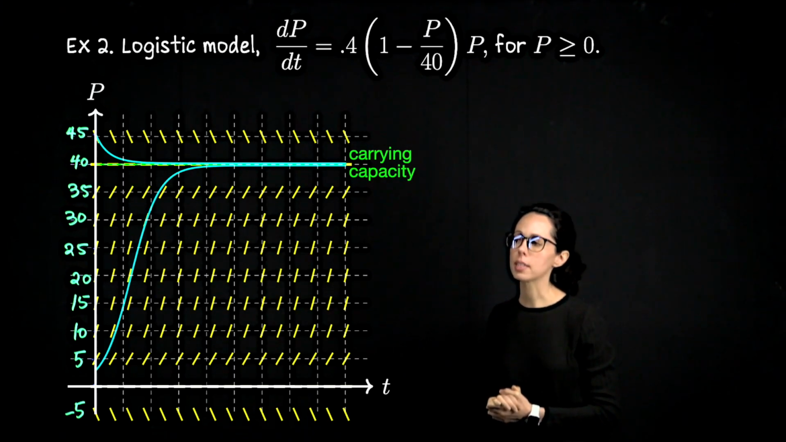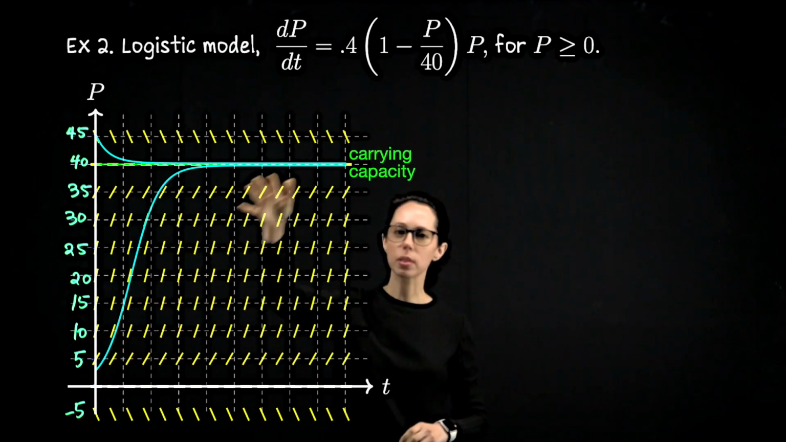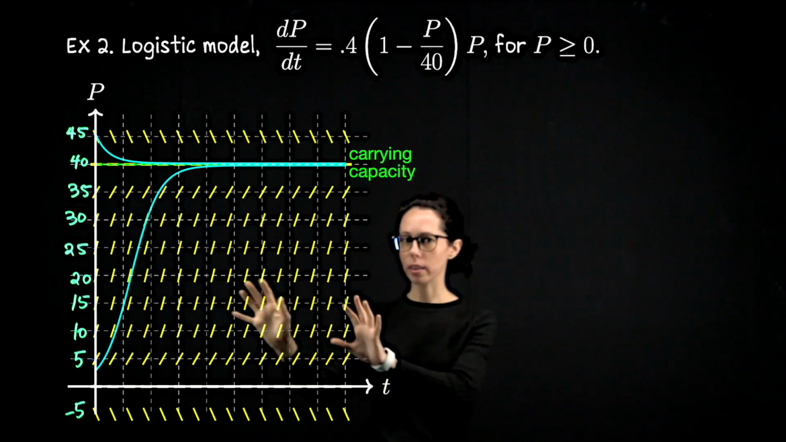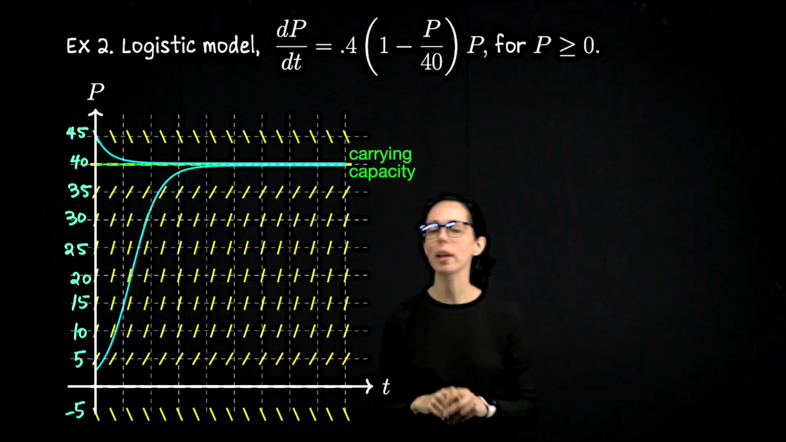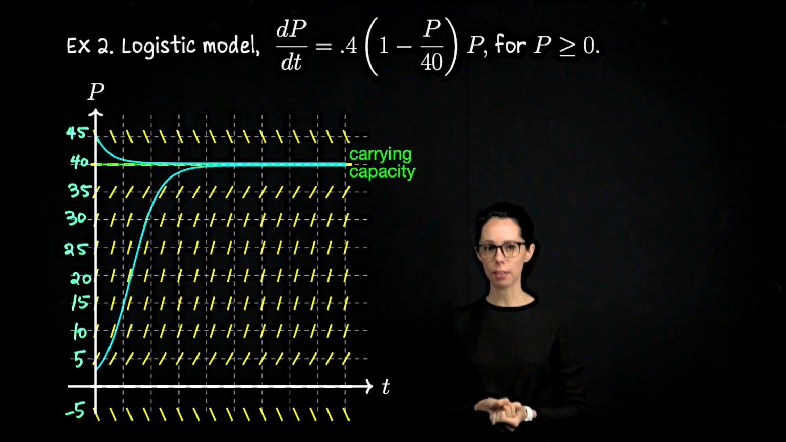Again, I want you to focus on the qualitative aspects, the idea that we grow, we kind of inflect, we slow down, the long-term behavior, rather than focusing too hard on the actual numbers here. So focus more on what this communicates to you about how solutions to this differential equation behave.